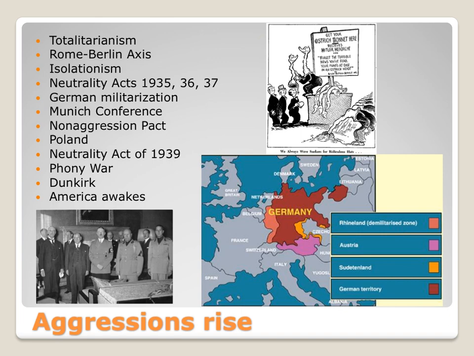So this is our first slide called Aggressions and Rise. Before we can actually get into World War II, we have to set the stage for it. And we will start that with the rise of dictators around the world, in Germany, Italy, Russia, Soviet Union rather, and Japan specifically. But we will refer to that as totalitarianism. Our first little bullet there, totalitarianism.